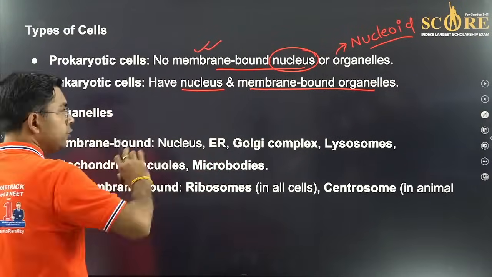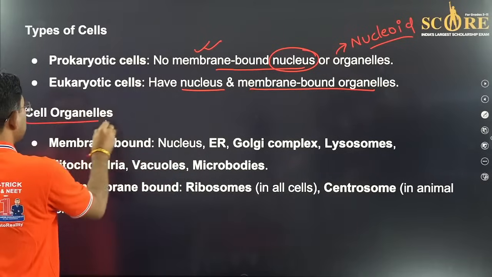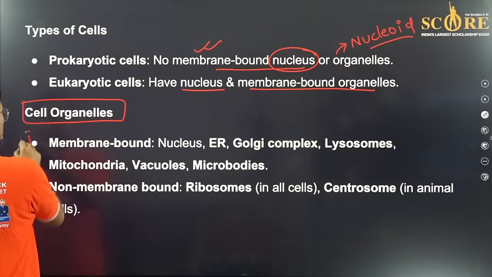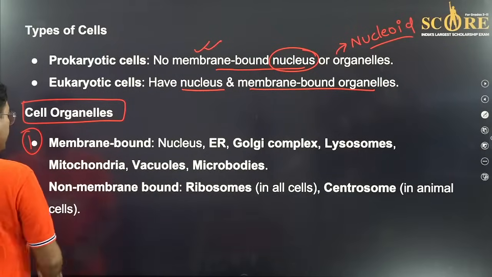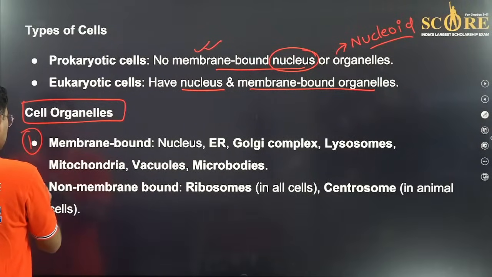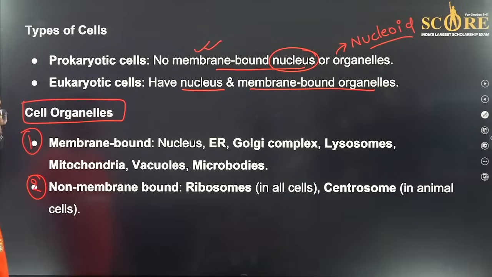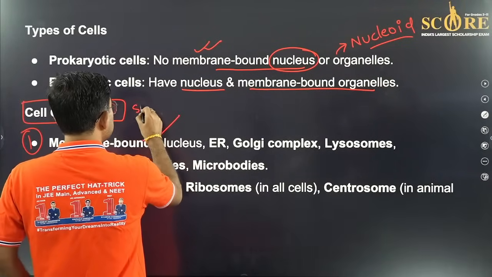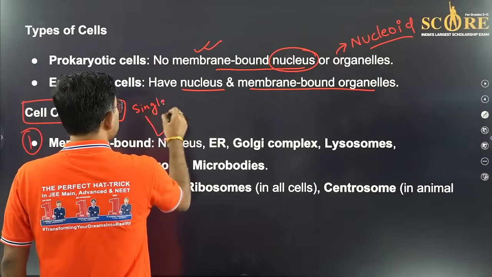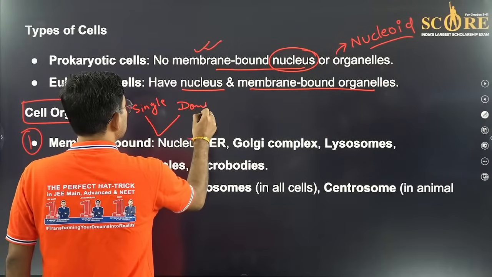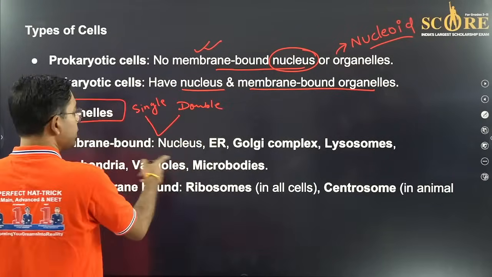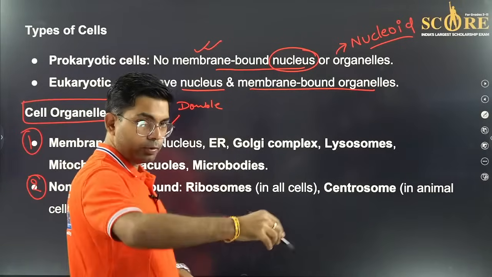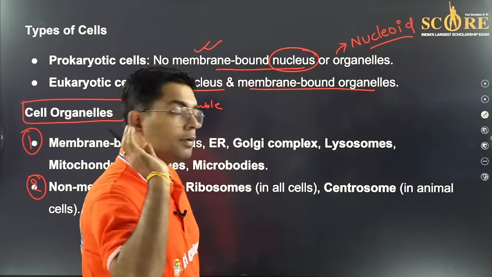Now if we talk about the cell organelles, they can be of three types: membrane bound cell organelle and non-membrane bound cell organelle. Now three types, why did I say? Because this membrane bound can also be divided into two parts. One is the single membrane bound and another is the double membrane bound. So in this membrane bound, if I put a red circle, that is double membrane bound.